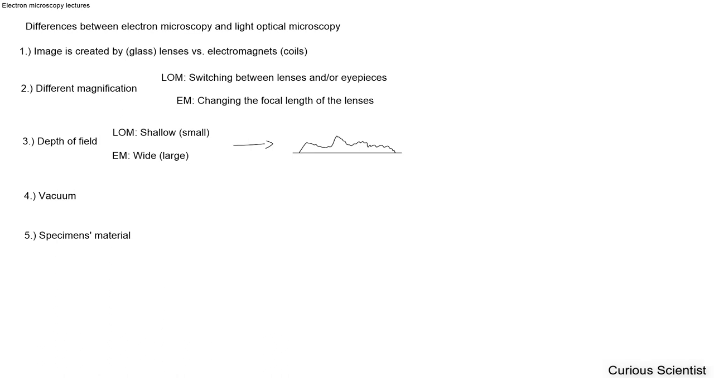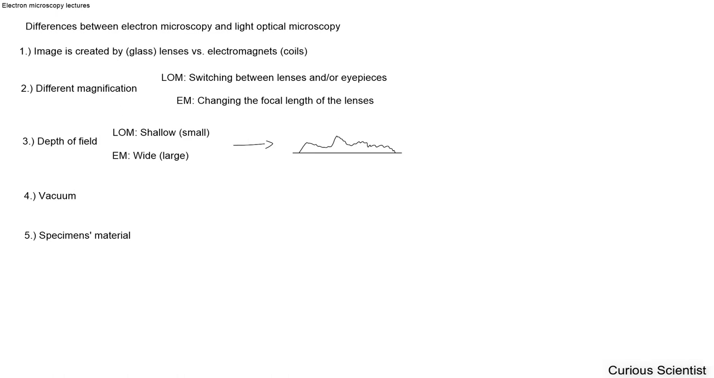But before that, let's go through a very simple comparison. The generation of the image is quite similar to the light optical microscopes. Basically you have a beam of particles, and instead of photons now you have electrons, and then you have lenses to manipulate the image. In light optical microscopy you have glass or plastic lenses, but in electron microscopes you have magnets.